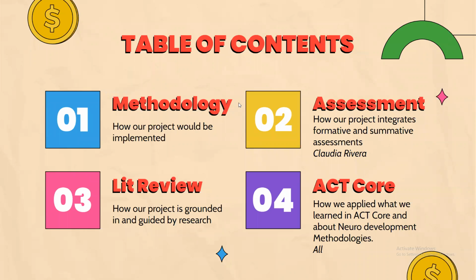So our service learning project will be broken down into these components. We're going to start by talking about the methodology, how we're going to implement our project and how we're going to assess students as they proceed through the project. We're going to discuss the literature that provided the foundation for our project and the articles and such that we used to guide it. And then finally, we'll talk about the ACT core concepts and neurodevelopment methodologies that played a part within it.